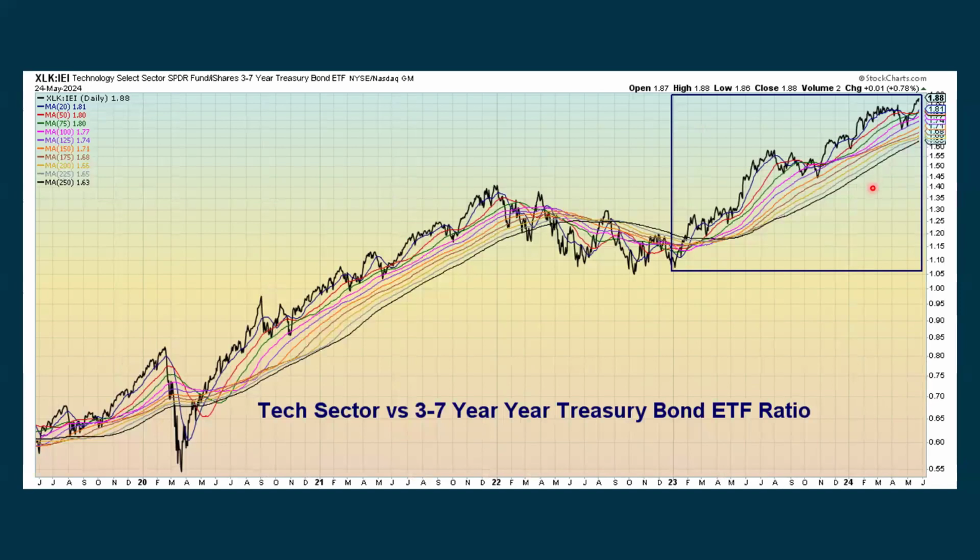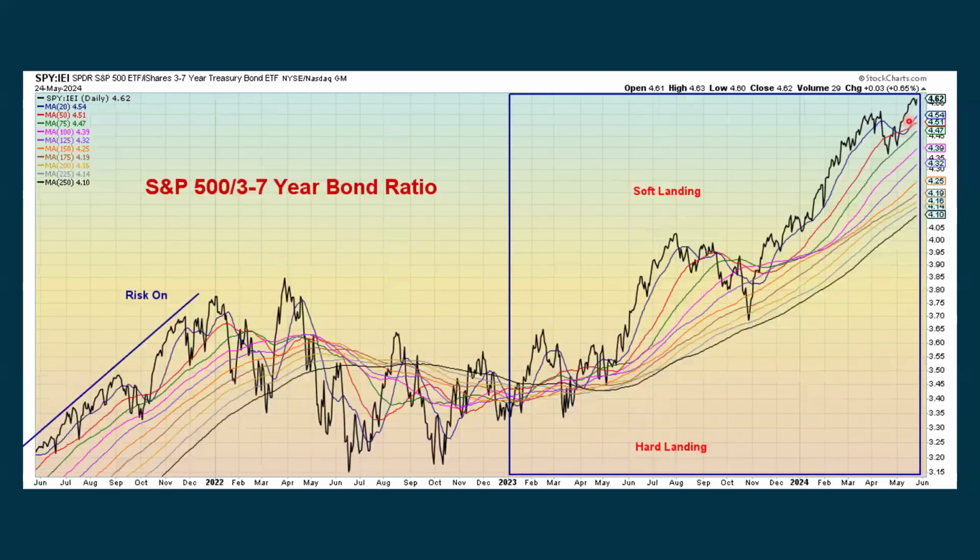We look at the tech sector, also comparing it with bonds. This is showing some improvement. We're up outside of the rainbow for now. This is another ratio. When this is going up like it is now, that means the market is anticipating a soft landing. That means that, yeah, we've been having some economic difficulties.